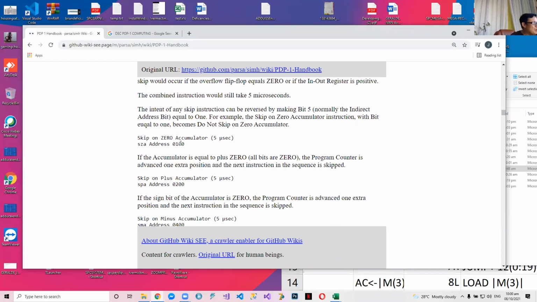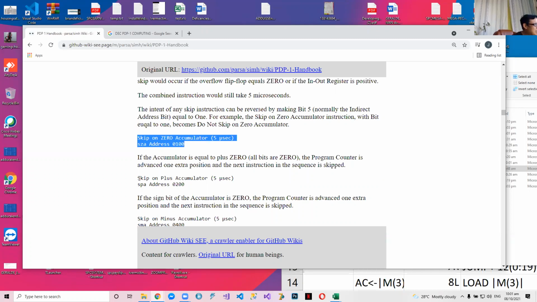Skip on accumulator 0. SZA. Okay, do you follow? This will only skip one line. Okay, it will advance one extra position. Do you follow? If this is in the instruction sequence, the next instruction is skipped. Now, this is not the equivalent of jump plus because exactly 0.